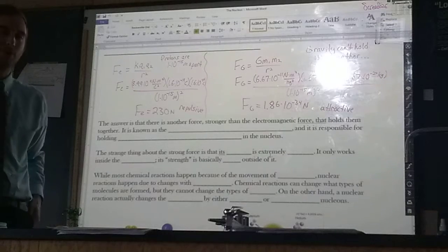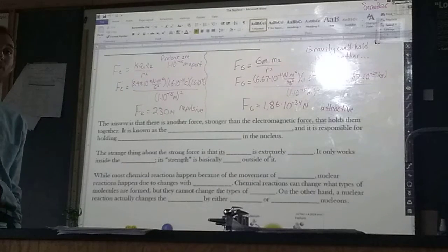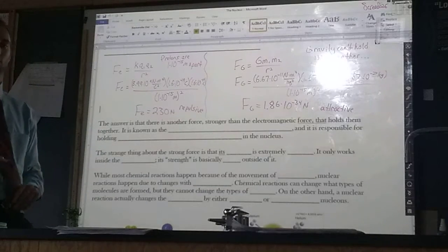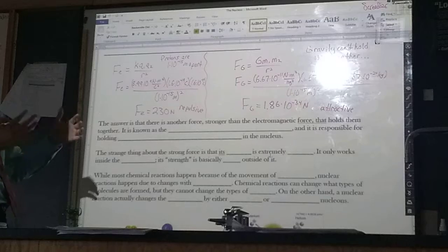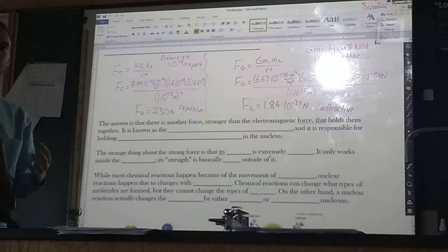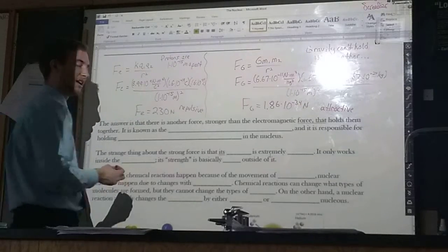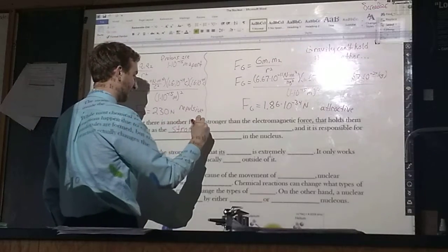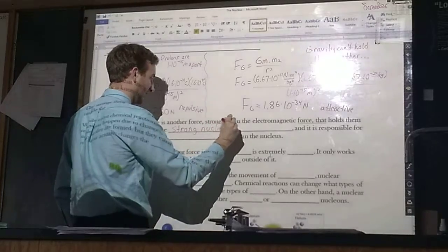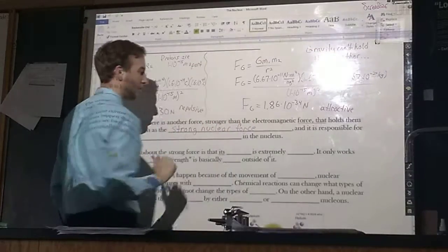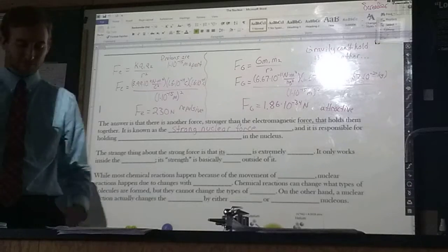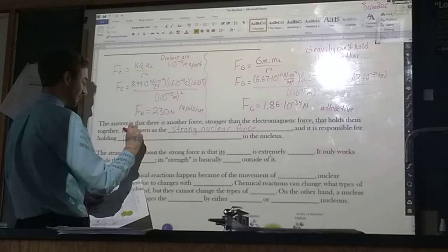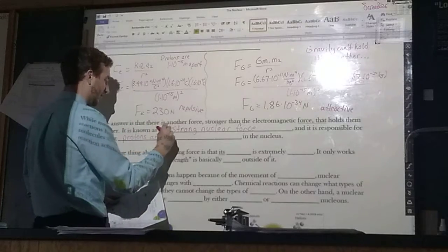Turns out there's a force that we have not talked about yet because we haven't gotten down to the nucleus yet. There's a force stronger than the electromagnetic force, or the electrostatic force, whatever you want to call it, that holds these protons and neutrons together in the nucleus. It has a very creative name. It is known as the strong nuclear force. It's a strong force, and it's in the nucleus. Therefore, we're going to call it the strong nuclear force. The job of the strong nuclear force is to hold all those protons and neutrons together.